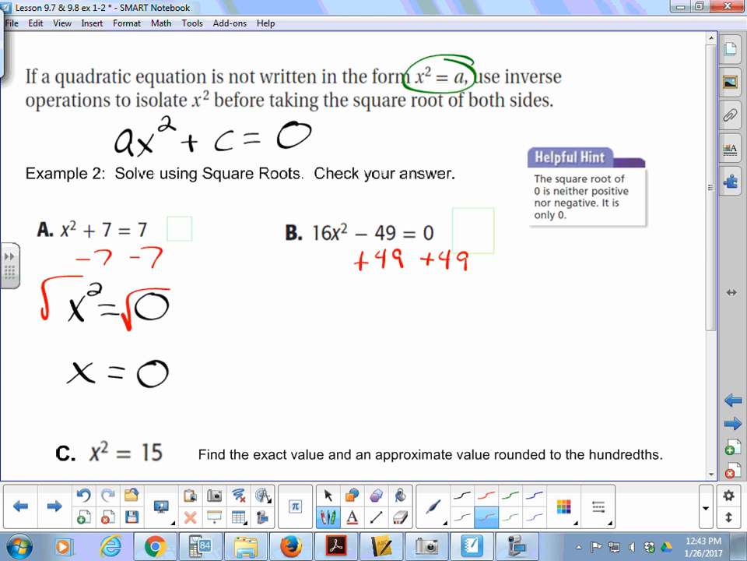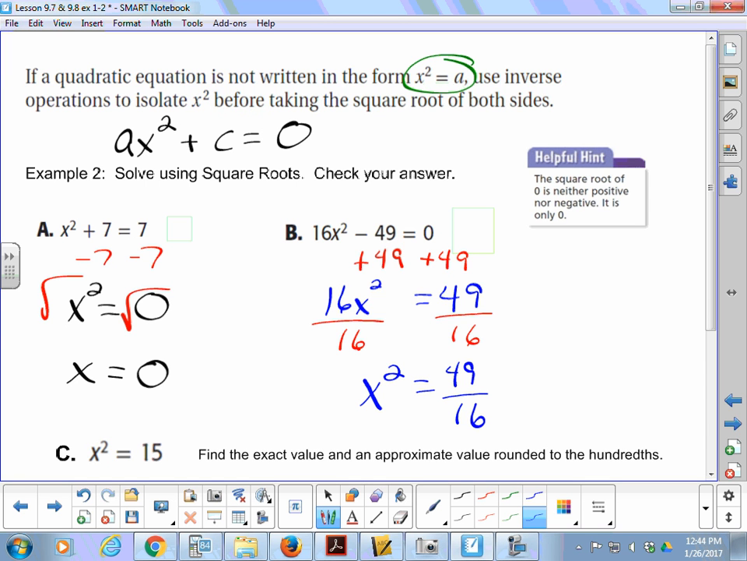We want to get the x squared term by itself. All right, since I want to get it by itself, I want to get rid of that 16 because I want it to just say x squared equals. Since 16 is a square, we're just going to write it as a fraction then. We're not going to actually do the division. So divide by 16. So we get x squared equals 49 over 16.